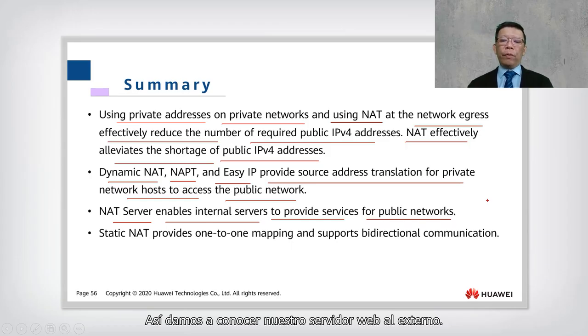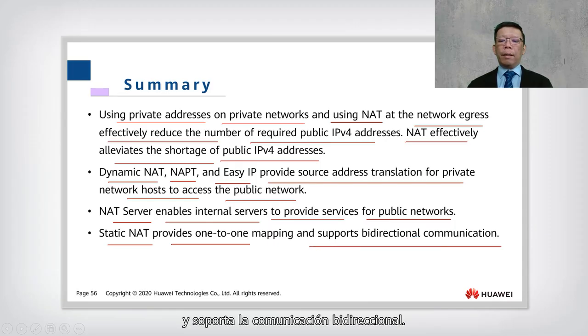For those of you who have CCTV at home, most likely you are going to use a NAT server because your CCTV is using an internal IP. If you have an application that wants to access your internal CCTV, you use NAT server. Static NAT provides one-to-one mapping and supports bidirectional communication. Static mapping is just one-to-one. You just want to hide the private IP address behind the public IP.